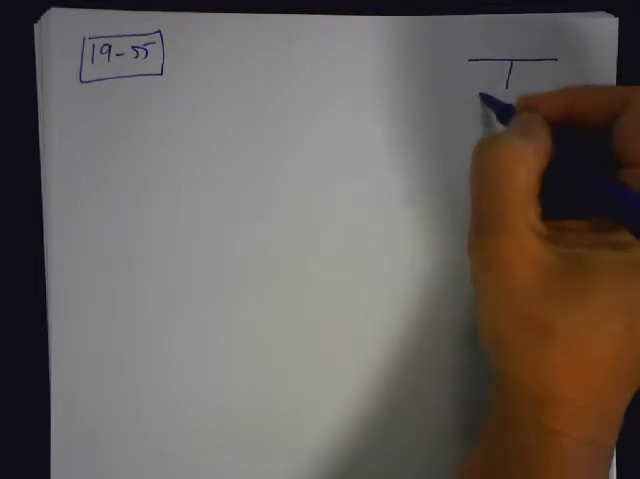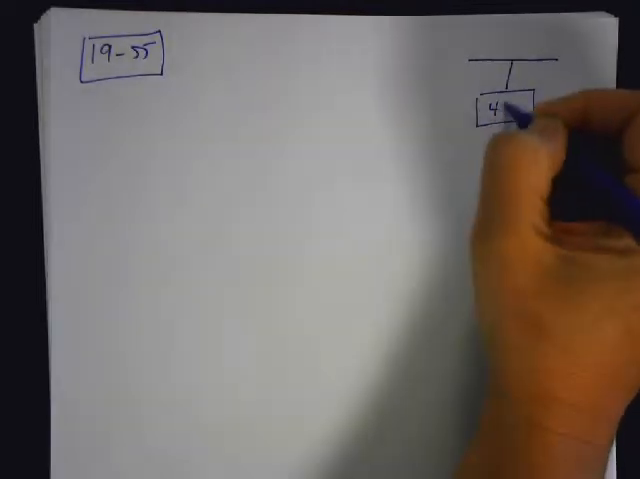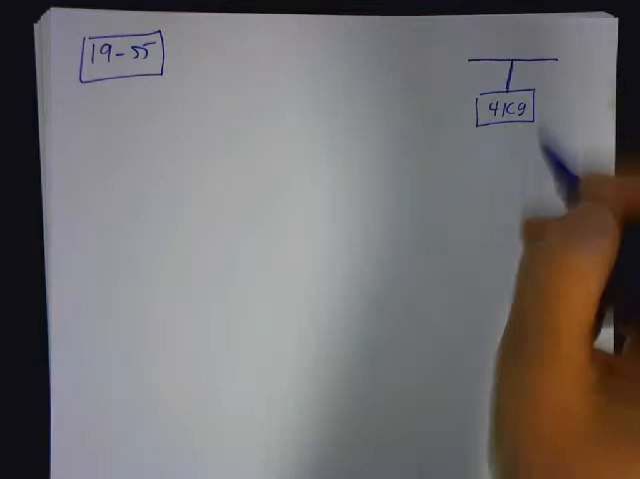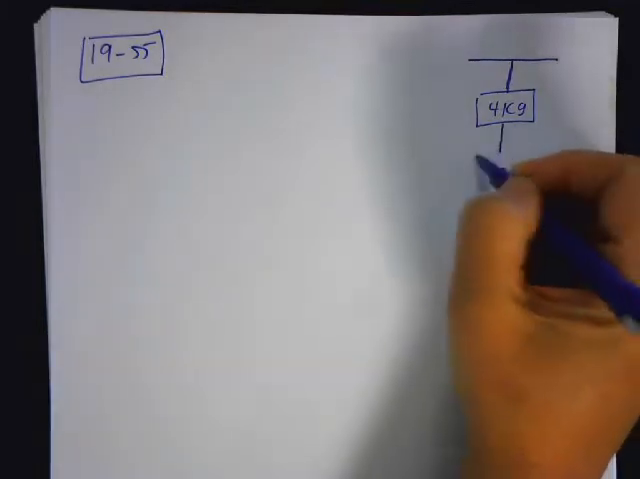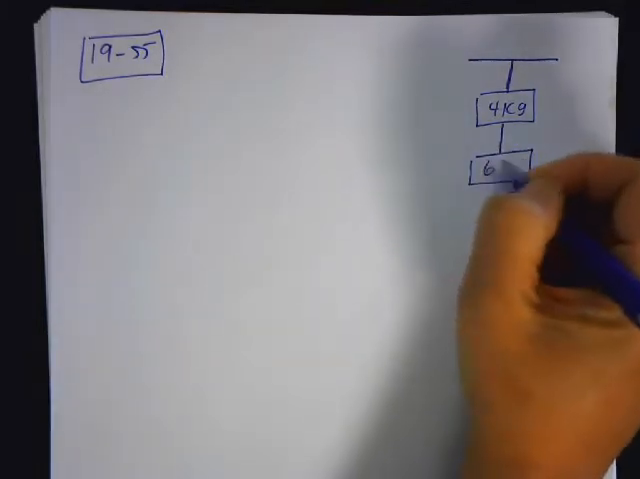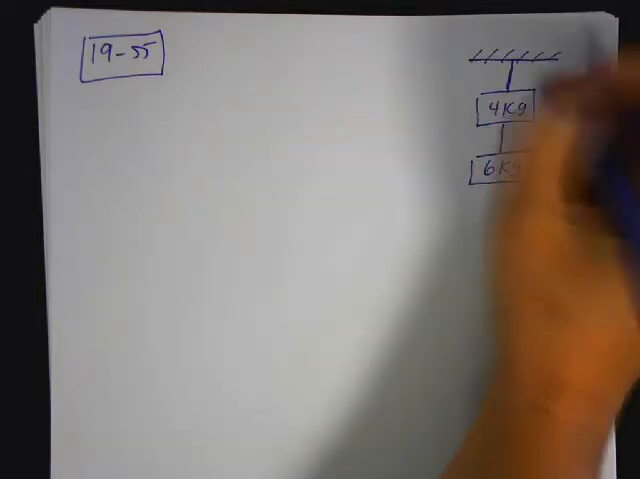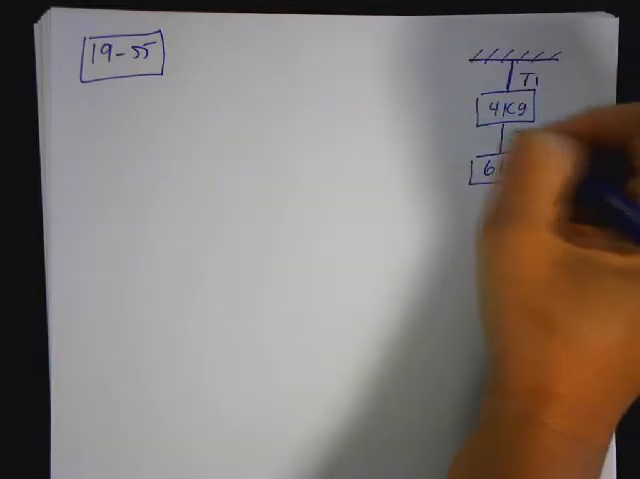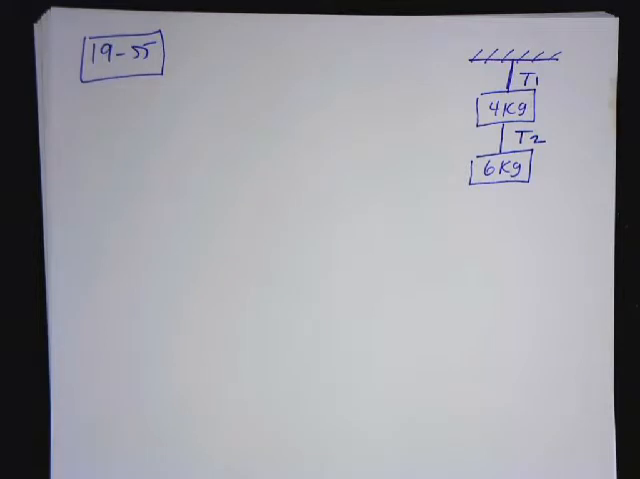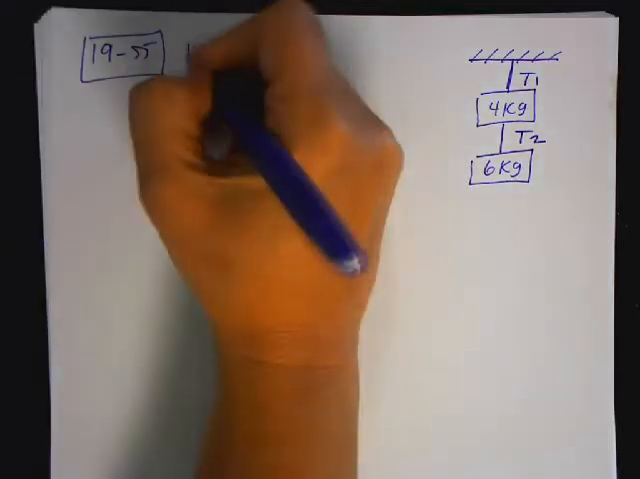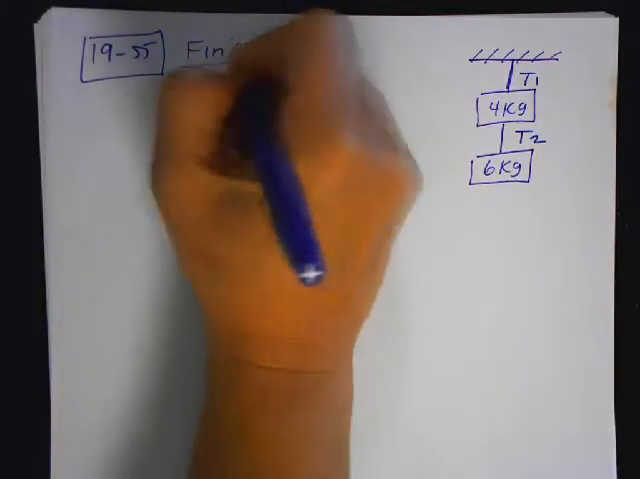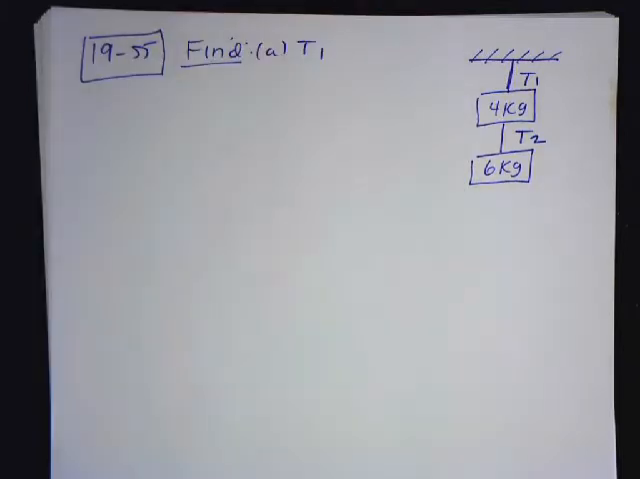So I have a 4 kilogram block here, and it's hanging by a string. Then I have another string, like this, that's attached to it. So if I have two strings, that means that I have two tensions. So this is T1 and this is T2. So it says determine the tension in the top string, T1, and in the bottom string.